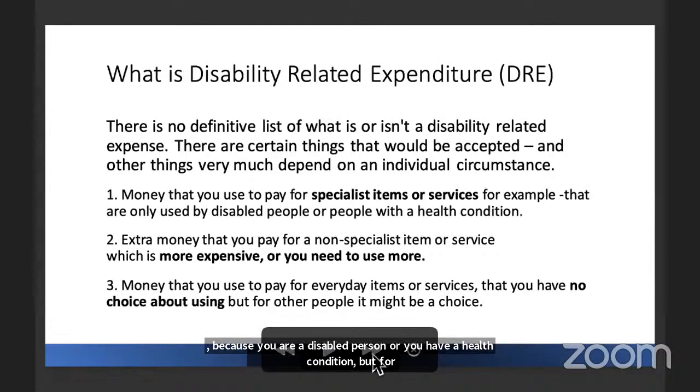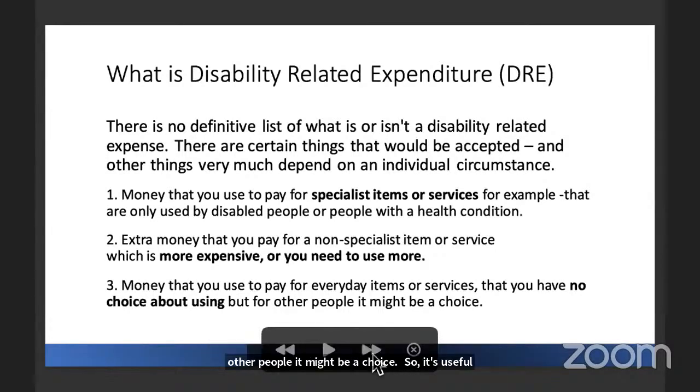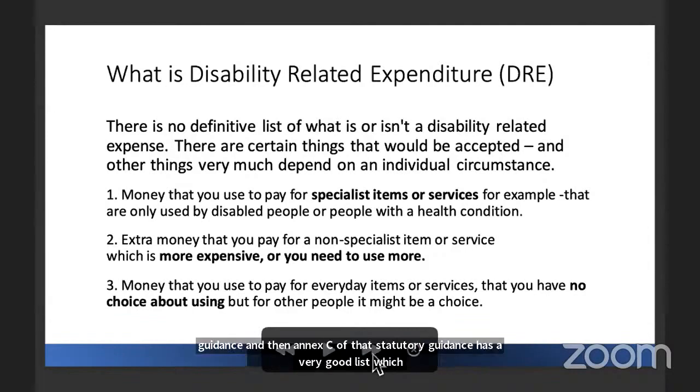So it's useful to look again at the Care Act Statutory Guidance, and then Annex C of that statutory guidance has a very good list, which lots of local authorities use to base their policies and their documents on.